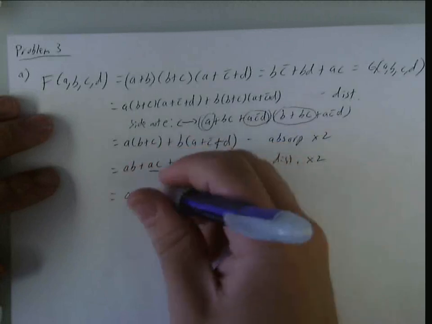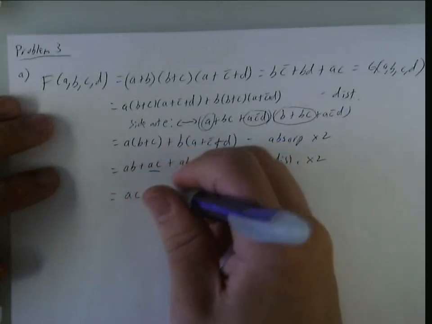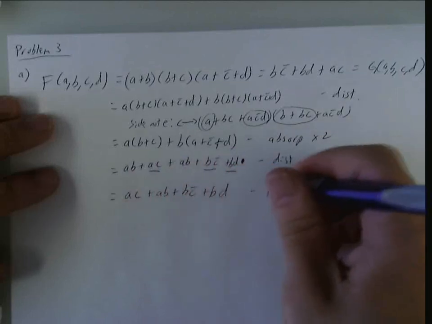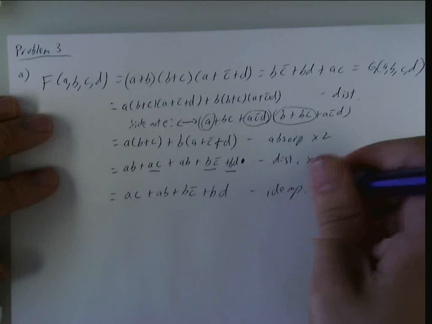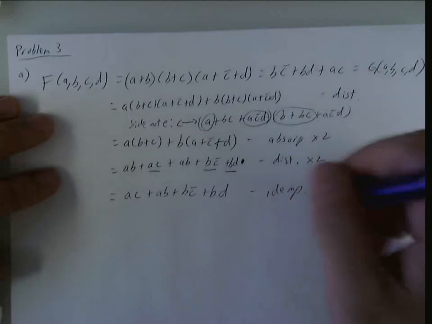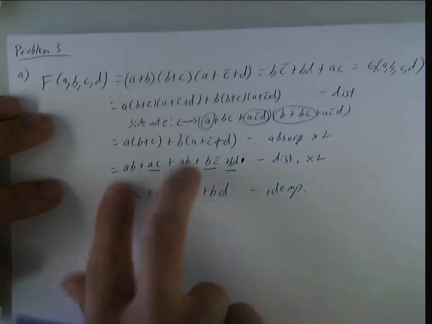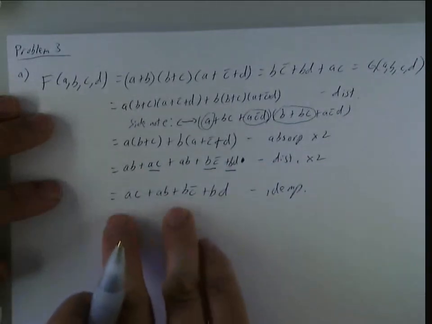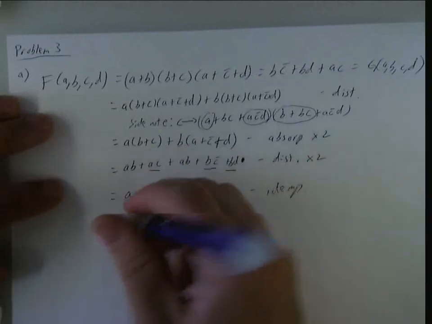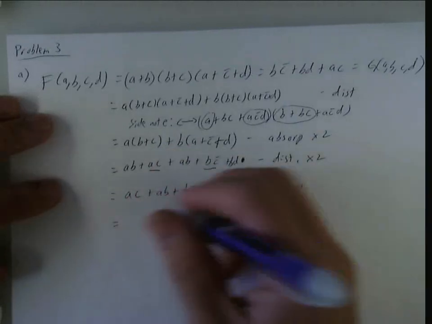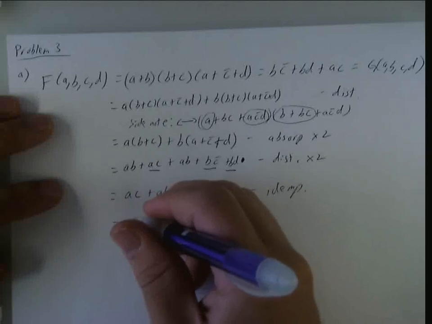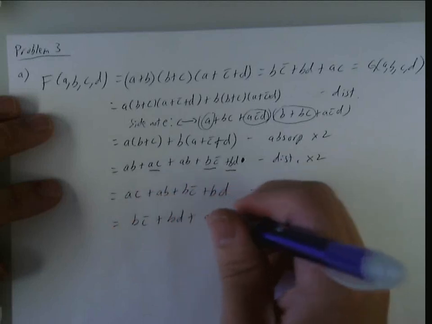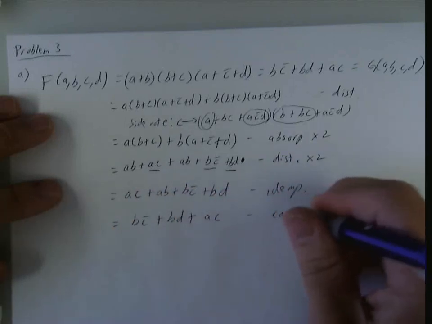So AC, or AB, or BC bar, or BD. So that was idempotence. Just once, do that. Get rid of these identical terms. And then here I've got my C bar and C, and it's matched with AB. AB, perfect, that's consensus, in nice easy form. So I'm going to end up with BC bar, or BD, or AC, and that is consensus.